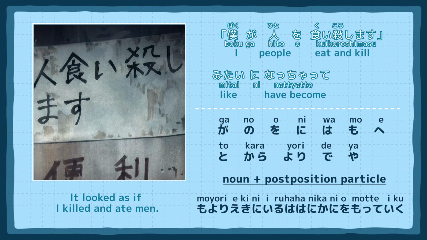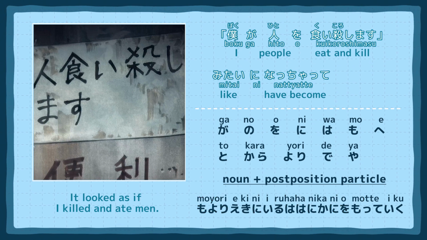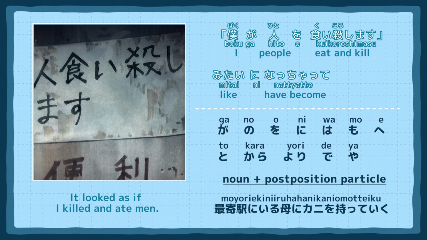This line includes mo, yori, ni, wa, ni, o, mo. Even for Japanese people, if the sentence is all hiragana, it's hard to read. So let's change this line with kanji. And now I can read.